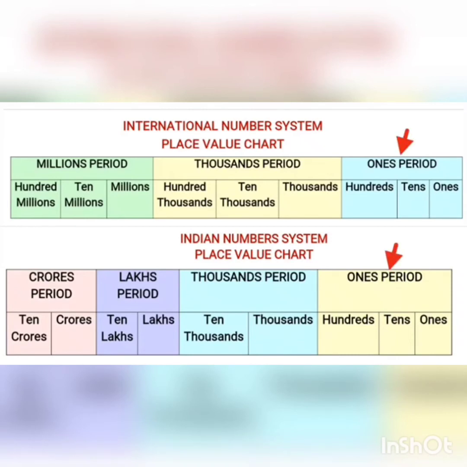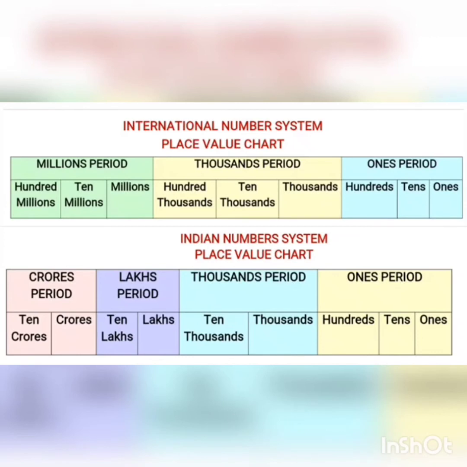It is useful to compare a 9-digit number in these two charts. First period from the right side is ones period. It has 3 places. They are ones place, tens place and hundreds place. In this one period, there is no difference between both number systems. Next period in both number systems is thousand period. In international number system, it has 3 places. They are thousand place, 10,000 place and 100,000s. But in Indian number system, thousand period has 2 places only. They are thousand place and 10,000 place.